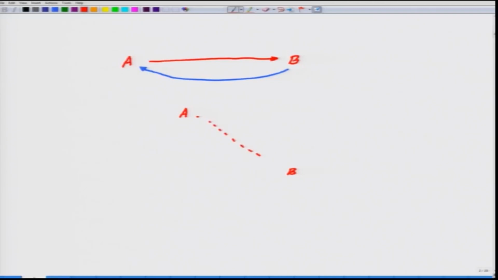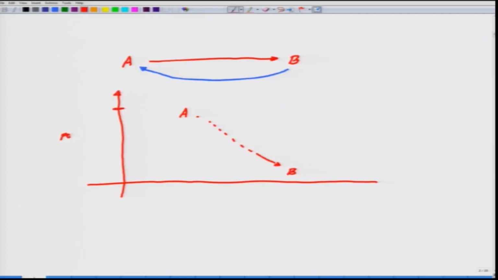So, if I map it on an axis, so this has to sit at a higher potential as compared to where B is sitting. This is A, this is B, right, and this is the path of charge flowing down.